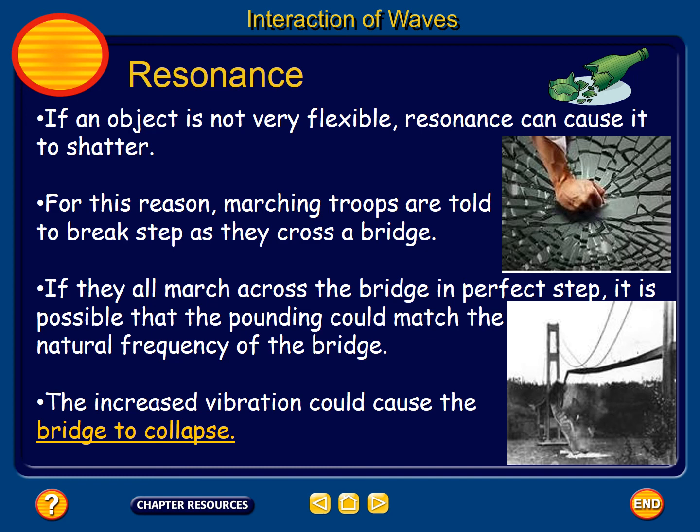For this reason, marching troops are told to break step as they cross a bridge. If they all march across the bridge in a perfect step, it is possible that the pounding could match the natural frequency of the bridge. The increased vibration could cause the bridge to collapse.